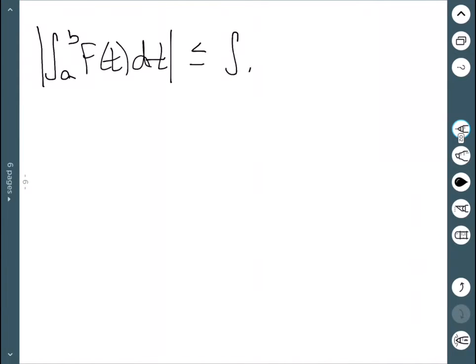Our next property states that if we take the absolute value of the integral from a to b of f of t dt, this will always be less than or equal to the integral from a to b of the absolute value of f of t dt. So we can't just move an absolute value in or outside of an integral. It actually makes it an inequality rather than an equal.